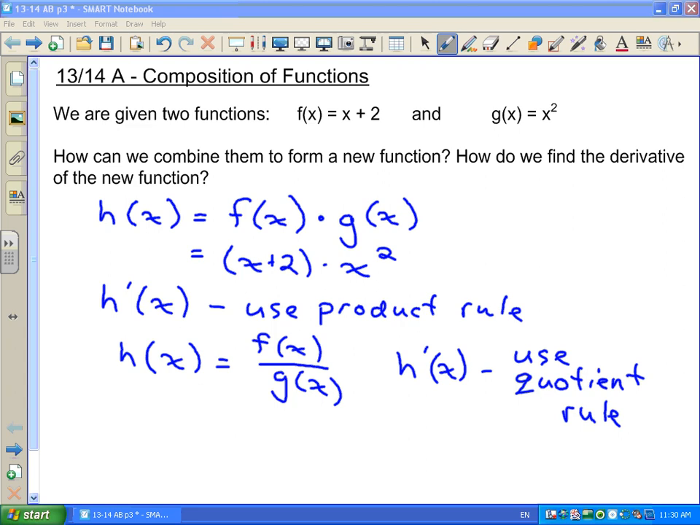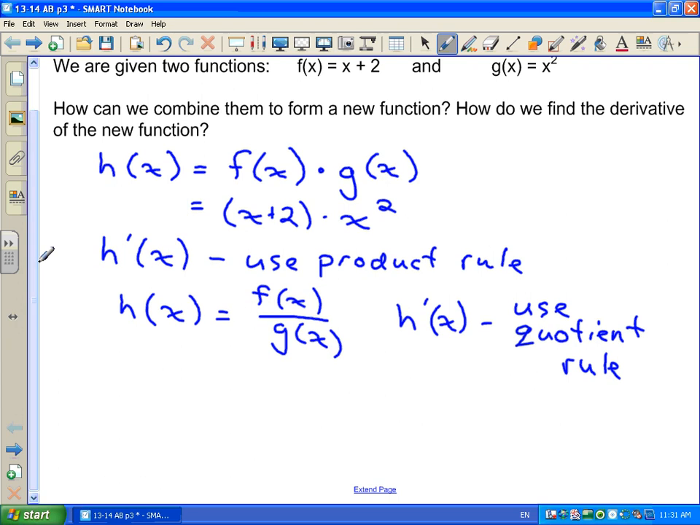Now there's another way of combining these functions that you learned about in advanced functions, doing the composition of these two functions. And the goal of this unit is to get you to be able to take the derivative of functions that are made up of two simpler functions that are composed together. This is where all of this is heading. But let's just refresh ourselves on what we mean by composition here.